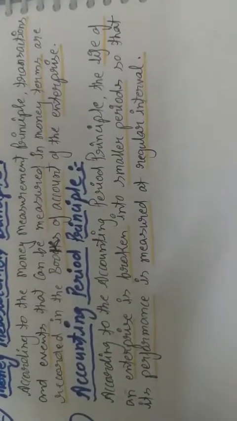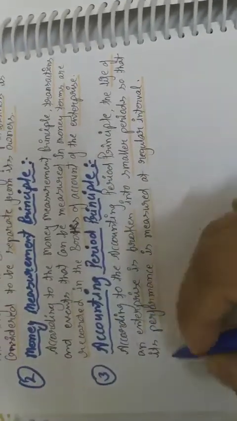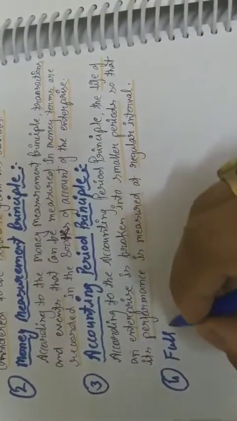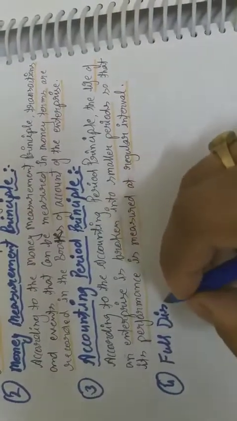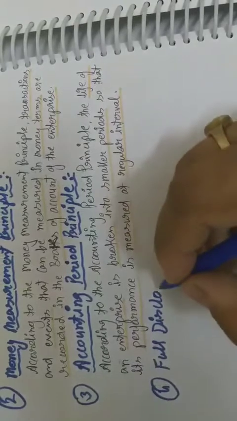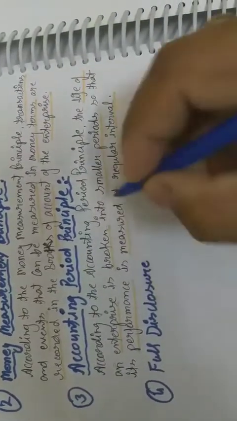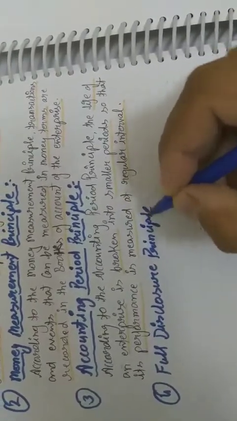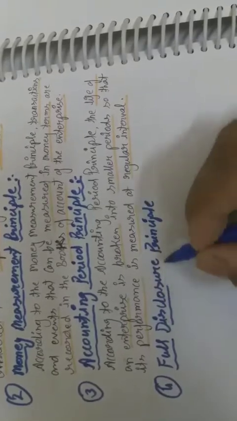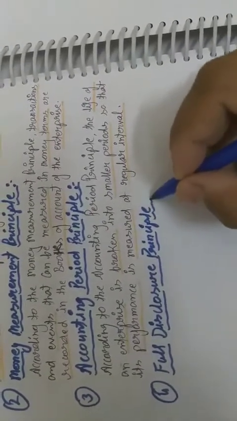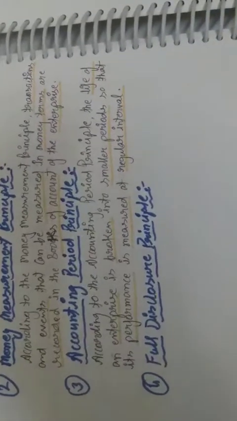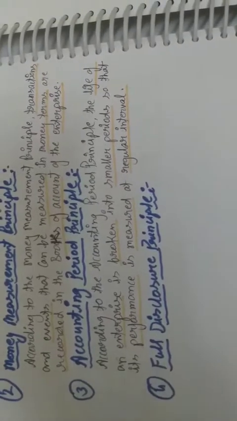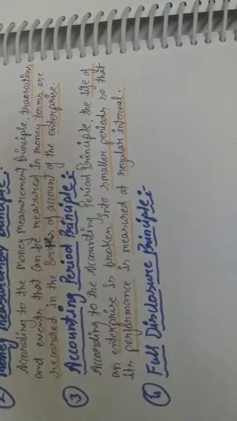So the next one is the fourth principle, that is the full disclosure principle. The full disclosure principle says that the accounts prepared by business enterprises have to be disclosed in front of the users of those accounts.